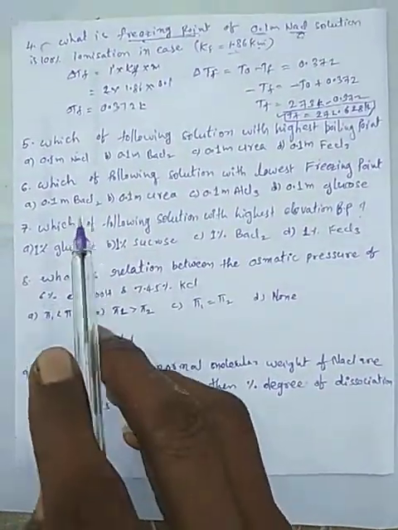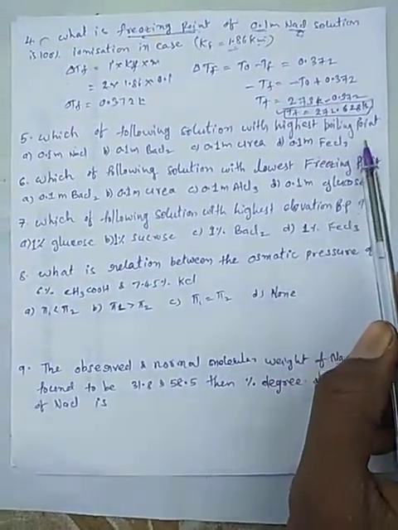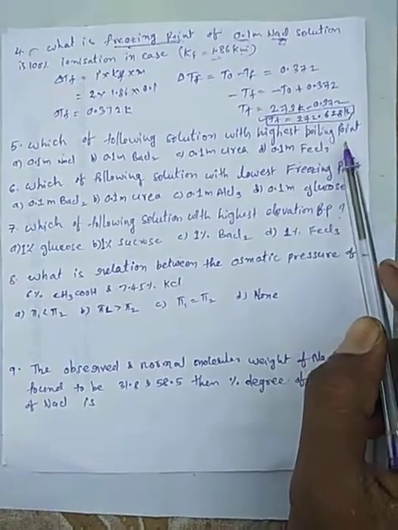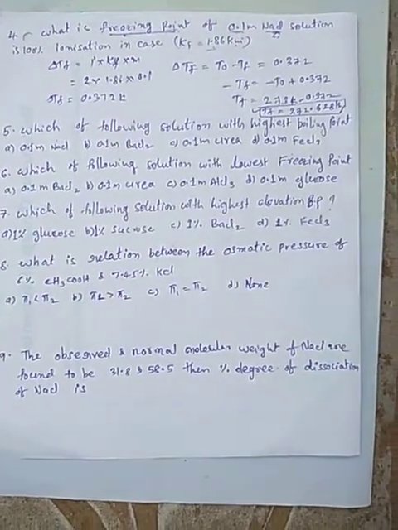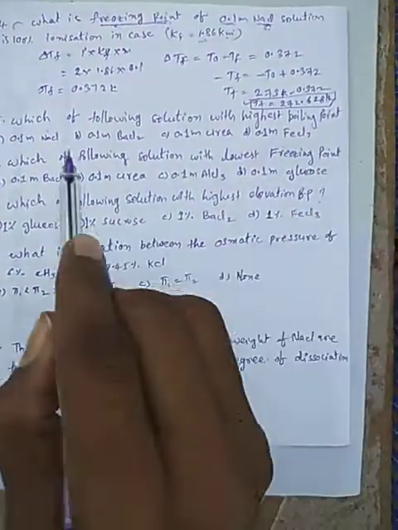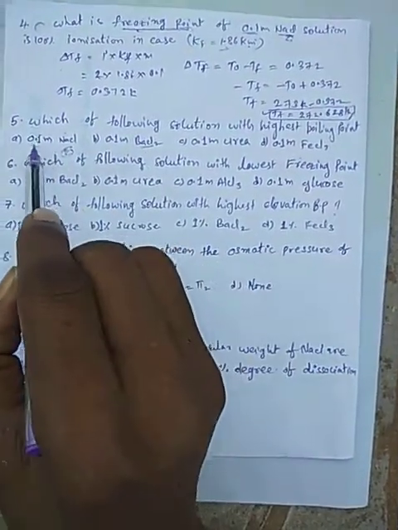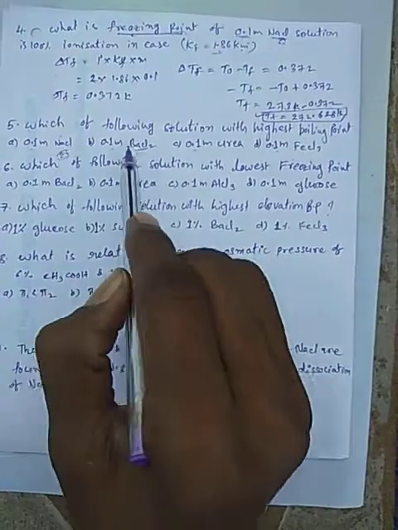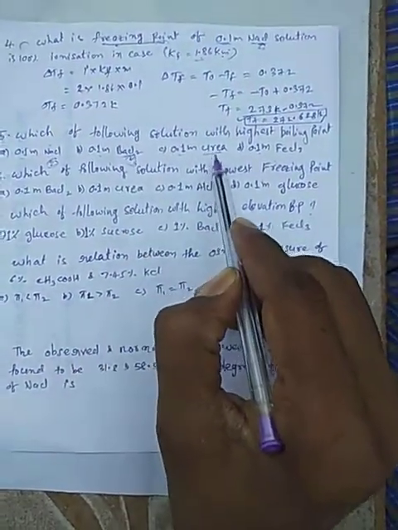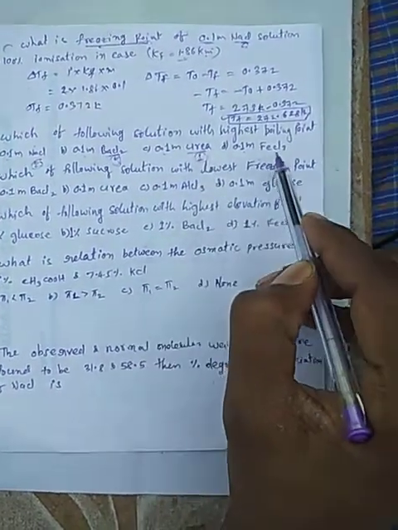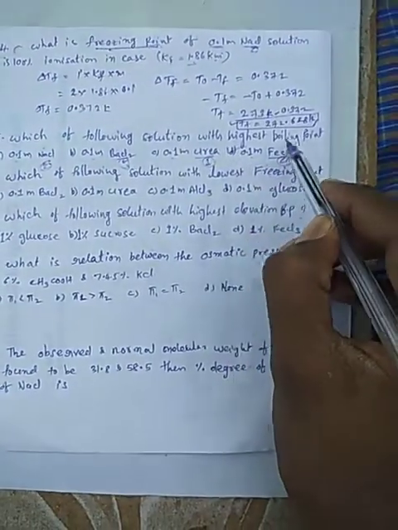Now I am going to explain the question number 5. Which of the following solutions has the highest boiling point? Highest boiling point means the i value is more. Now in this case NaCl forms 2 ions. Because all the concentrations are the same, we compare only the number of ions. It is 2 ions, 3 ions, only one molecule, and 4 ions. Highest number of ions means the boiling point is highest.